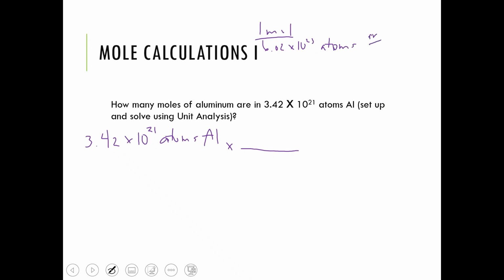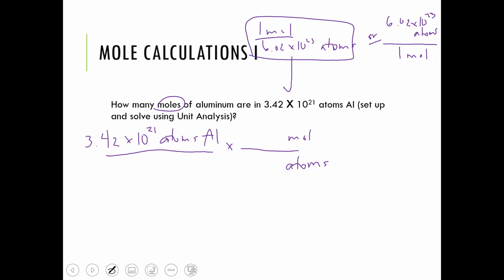Or we know that there's 6.02 times 10 to the 23rd atoms for every 1 mole. So now we need to say, okay, well, this is what I'm starting with. So I need atoms down here. And what do I want? I want moles. What have I got? I've got atoms, right? It's what you want over what you got. So I need to use the conversion factor that has moles on top and atoms on the bottom. 1 mole over 6.02 times 10 to the 23rd atoms.